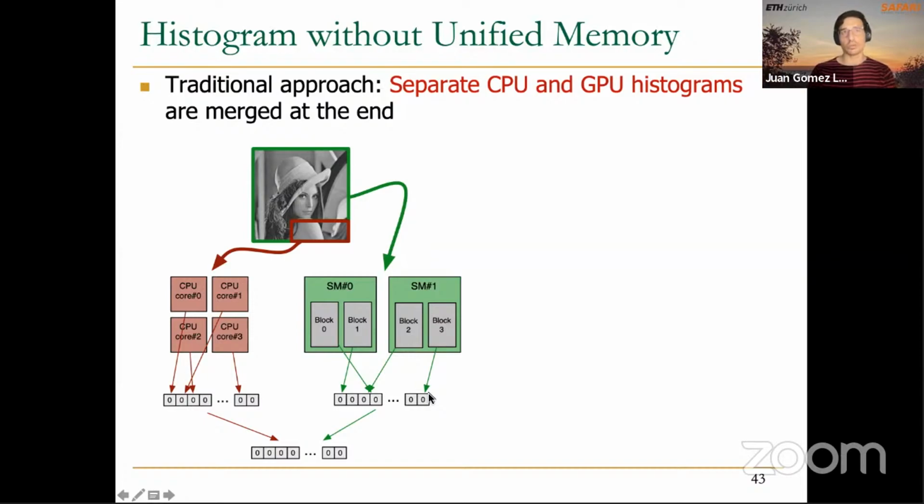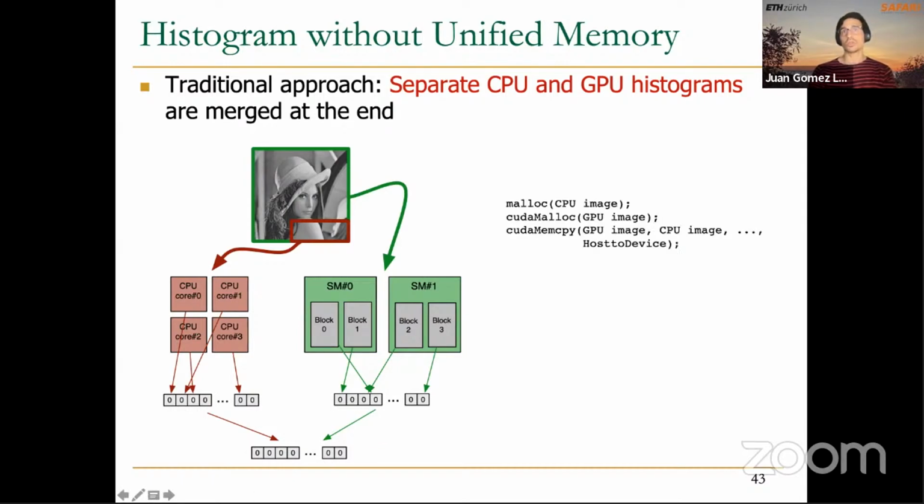This is completely independent as well of how we optimize the execution of the histogram calculation on the GPU. For that, I refer you to the corresponding lecture. But in the end, at the end of the execution of the kernel, we will have a histogram in global memory, and we will have another histogram in the main memory of the CPU. So what we have to do is merging them, right?